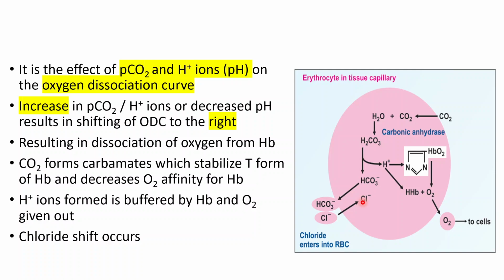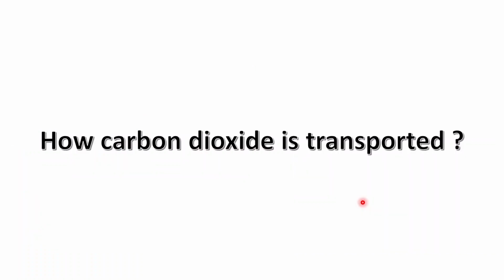Okay, so if there's an increase in H positive ions or partial pressure of carbon dioxide, the ODC shifts towards the right. If there is a decrease in partial pressure of carbon dioxide, or a decrease in H positive ions, or an increase in pH, then the ODC shifts towards the left. Now let us see our next question.